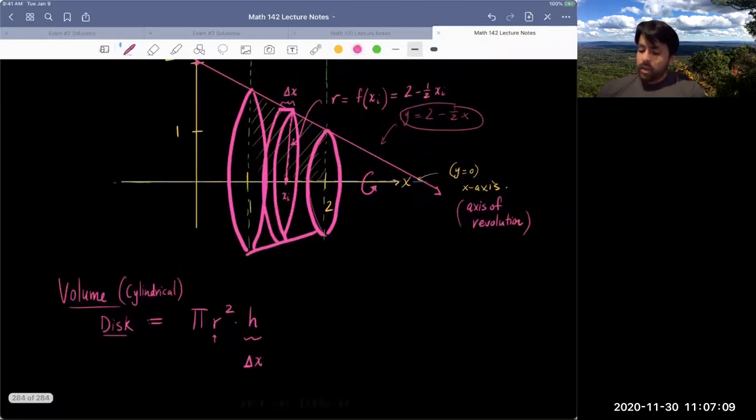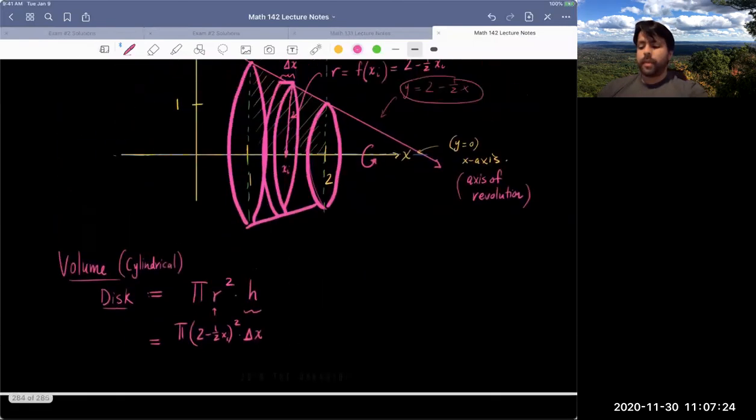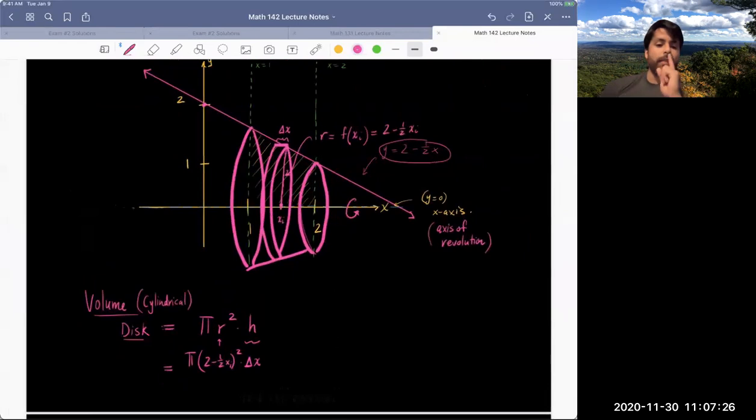So then if I put that all together, I would have that the volume of one disk is pi times what? 2 minus 1 half x squared, and I'm going to put this x sub I here. Do you guys see how we're building this up? I'm starting with the volume of one disk. And then what's the idea? After I get the volume of one disk, what's the next thing that I'm going to do?